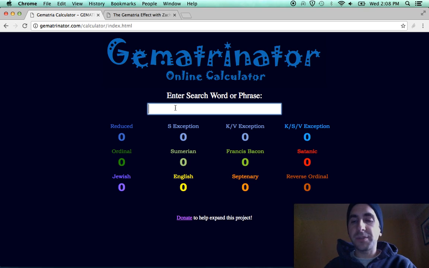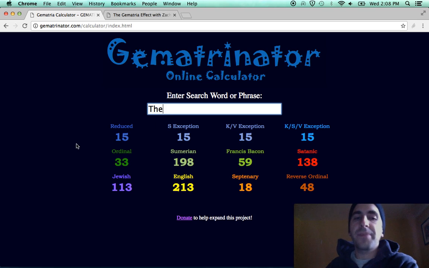I want to show you some things to know about this calculator to understand it. We'll just start with the word "the." Look at all these different numbers that are showing up here. The way this works, let's just start with the top left where it says reduced. Derek, if you're watching, my suggestion, if you can, is to make it so that people can have a breakdown of the letters next to the numbers. If that's possible, I think that'd be really helpful.